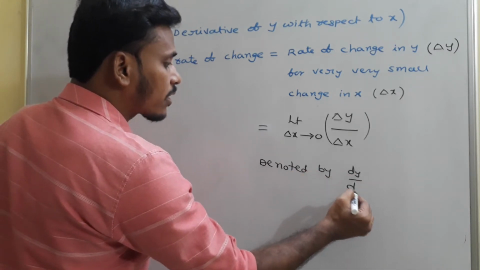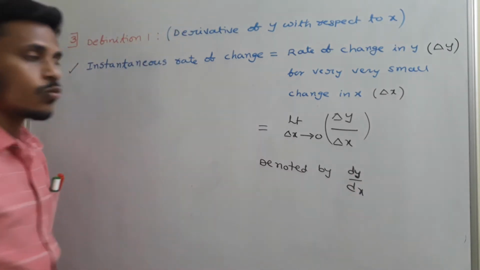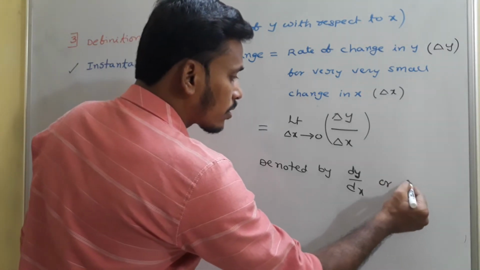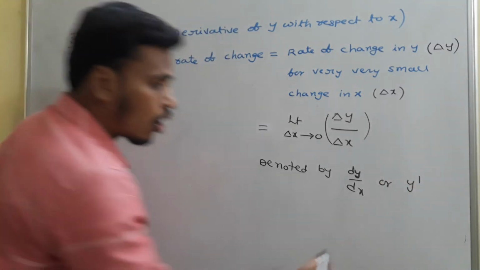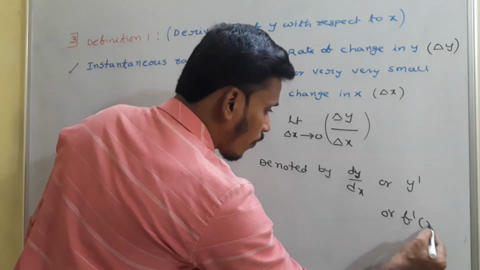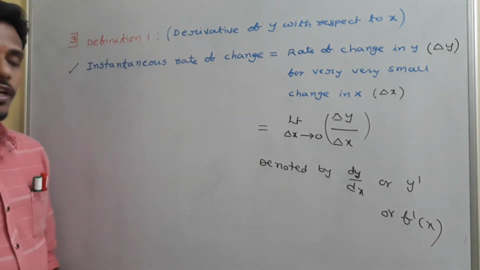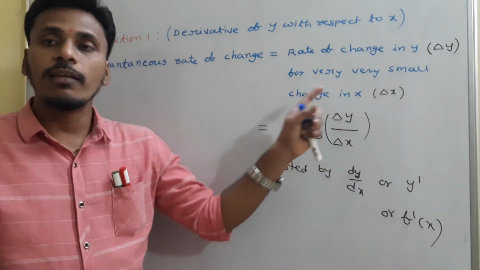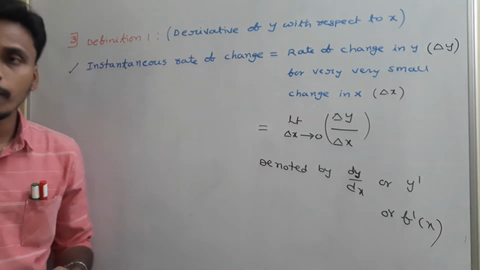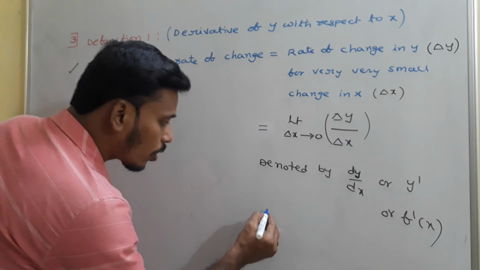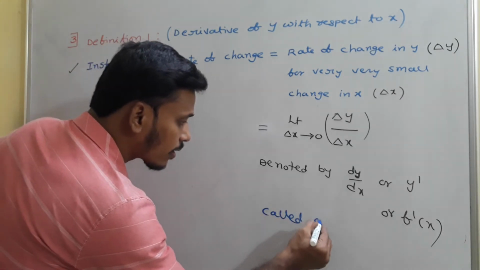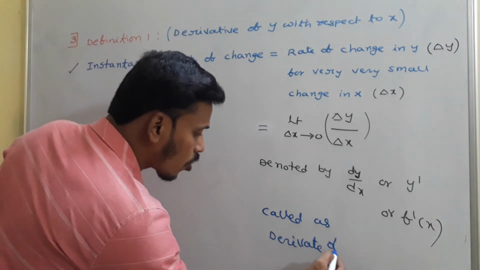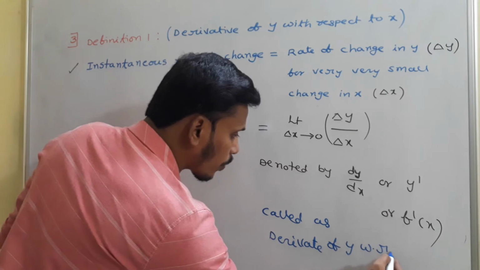So this limit delta x tends to 0, delta y by delta x, is denoted by dy by dx. What is dy by dx? The instantaneous rate of change in y with respect to x, or sometimes we will use y dash, or sometimes f dash of x, if y is f of x. dy by dx is just a denotation for this limit delta x tends to 0, delta y by delta x, and it is called the derivative of y with respect to x.